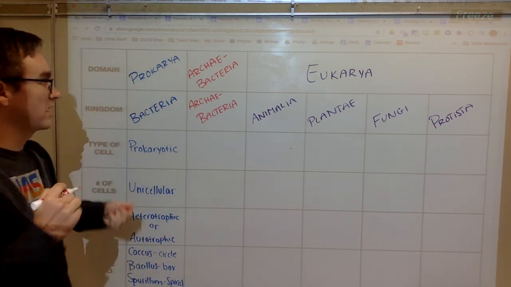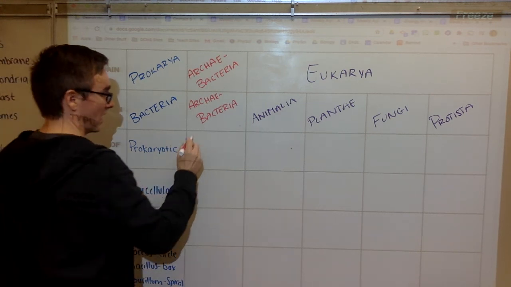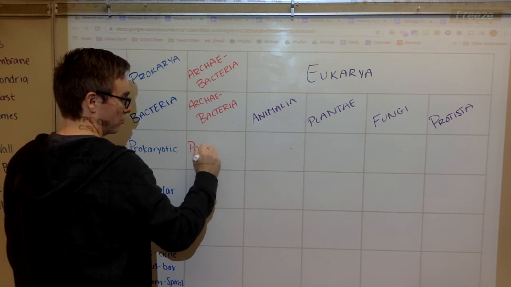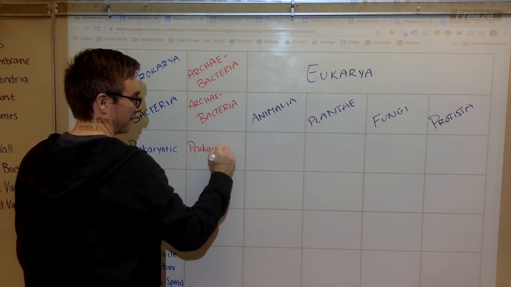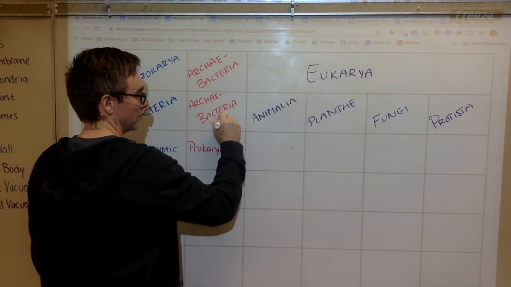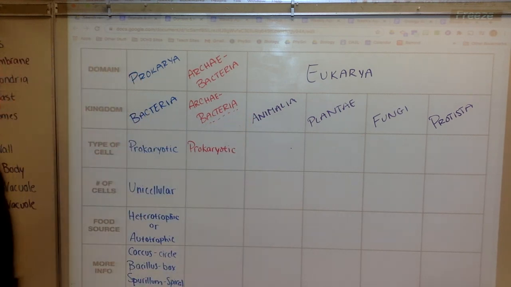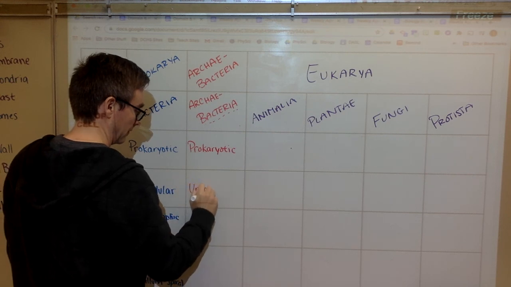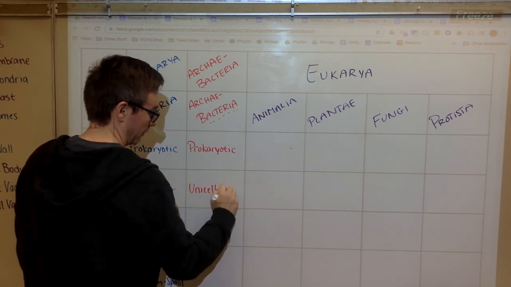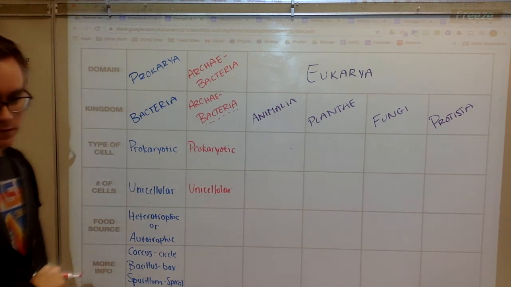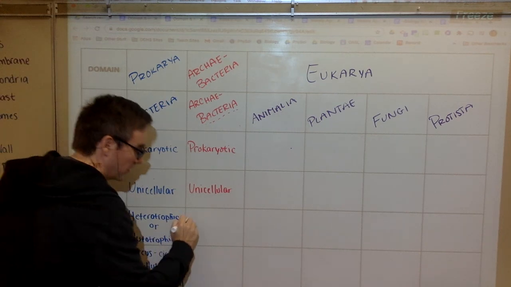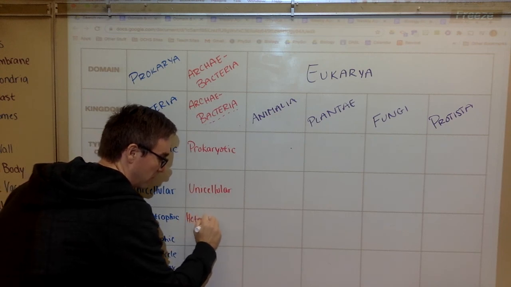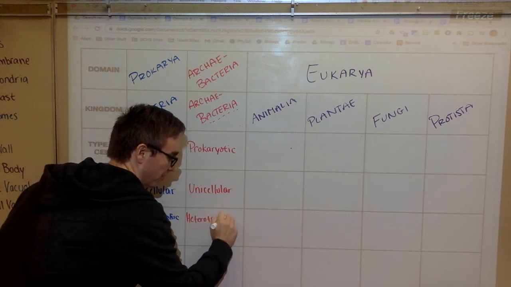All right. Then we go to Archaea bacteria. Now this one's not that much different. Like I said, this is kind of one of the newer ones. They are also made out of, as you might guess from the word bacteria, prokaryotic cells. They are also unicellular. They also can be mostly heterotrophic, but some very, very few can be autotrophic.